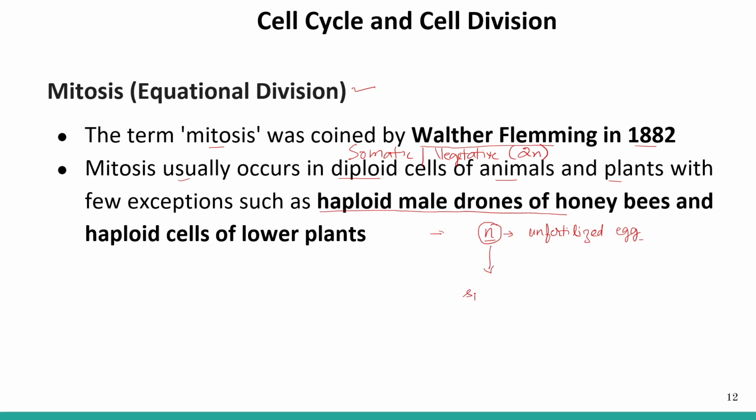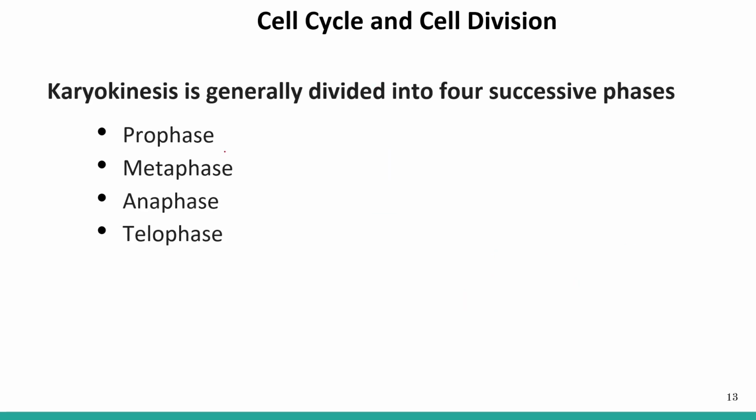Alright, so the male drones are haploid, and how do they produce sperms? They produce these sperms with the help of mitosis. So this is an exception. Usually sperms, which are known as gametes, are produced by meiosis. But here mitosis is happening in the haploid male drones, which leads to the formation of sperms. Mitosis is also seen in some haploid cells of the lower plants.